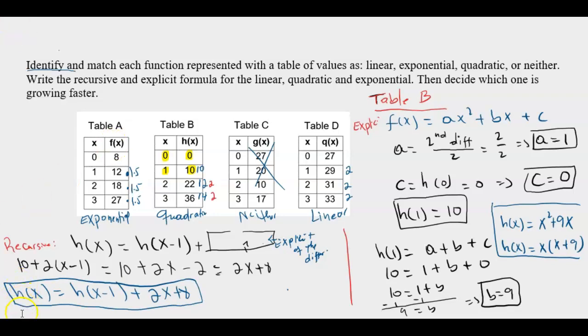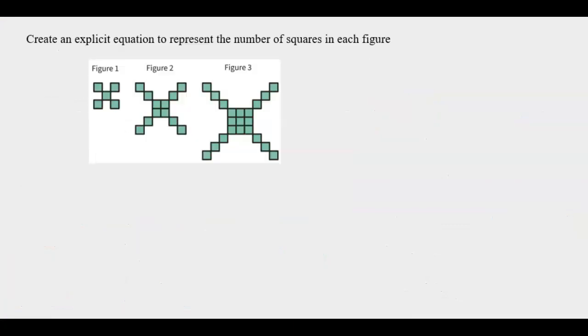All right, let's do another question and see what else we have. In this question, they say create an explicit equation to represent the number of squares in each figure. The easiest way to do that, now there are several ways to do it, is to look at this pattern. There is one square, which I'll put in blue, but around that one square you have four squares. So for figure one, let's say we call that n squared.